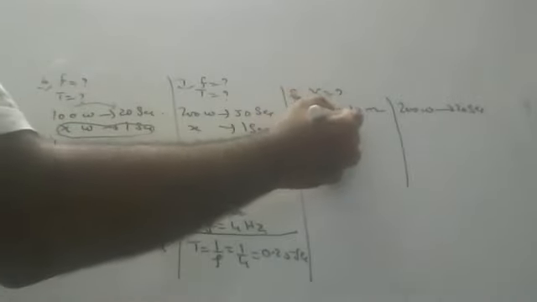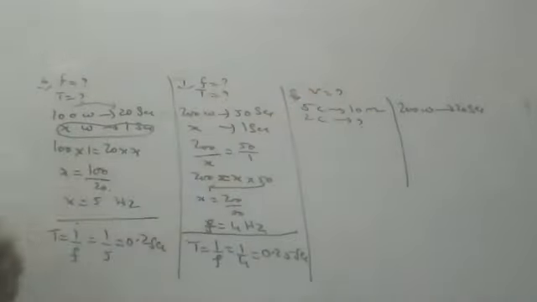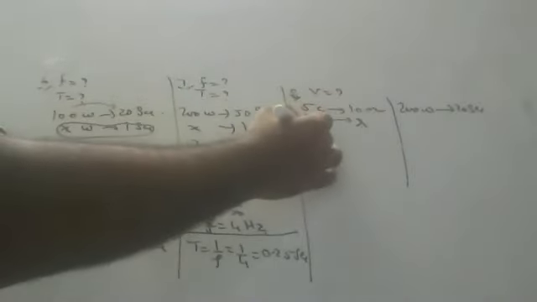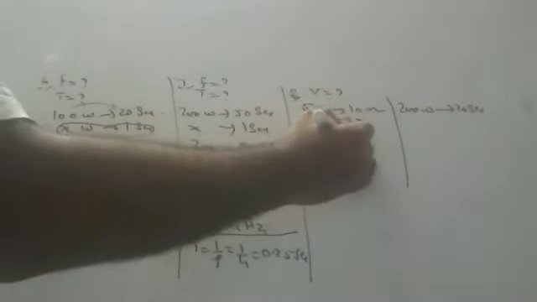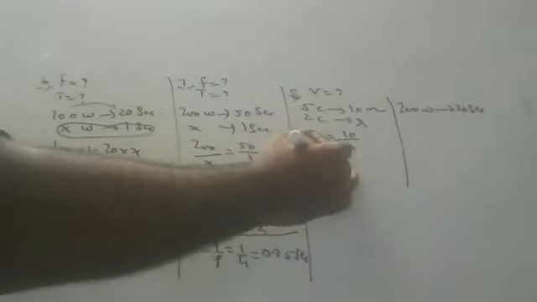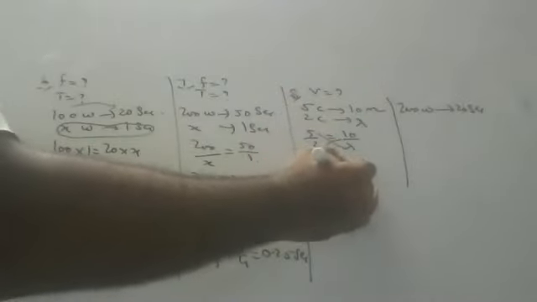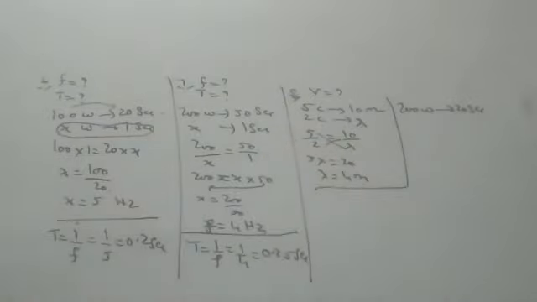This is wavelength. 5 crests is 10 meters, means 2 crests how much? Because the distance between 2 crests is the wavelength. Okay, direct proportion. 5 by 2 is equal to 10 by lambda. 5 lambda is equal to 20. Lambda is equal to 4 meters.